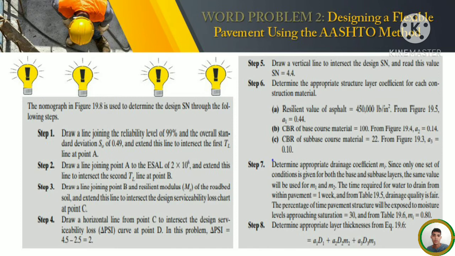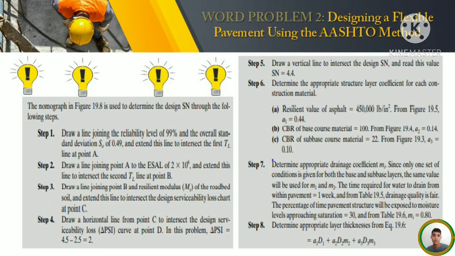SN is equal to 4.4. Step 6, we need to determine the appropriate structural layer coefficient for each construction material. For the resilient modulus of asphalt, we have 450,000 pounds per square inch. So from figure 19.5, a sub 1 is equal to 0.44.